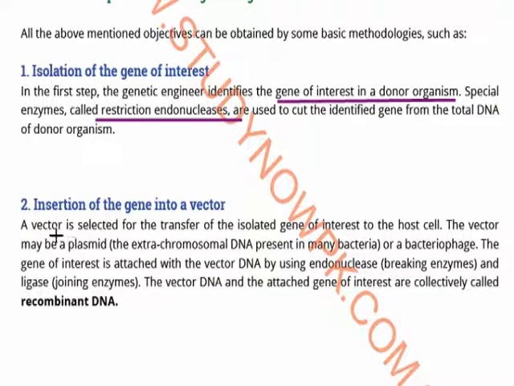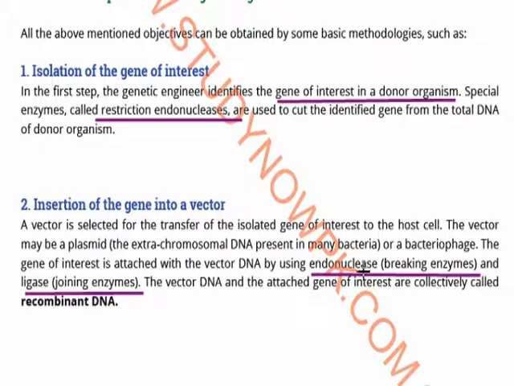A vector is selected for the transfer of the isolated gene of interest to the host cell. So now we need a vector. A vector is actually for transport. So we have to add the gene into the vector, which is usually a plasmid, the extrachromosomal DNA which is present in many bacteria and it has a small circular shape. The gene of interest is attached with the vector DNA by using endonucleases. So endonuclease is a breaking enzyme, and ligase.